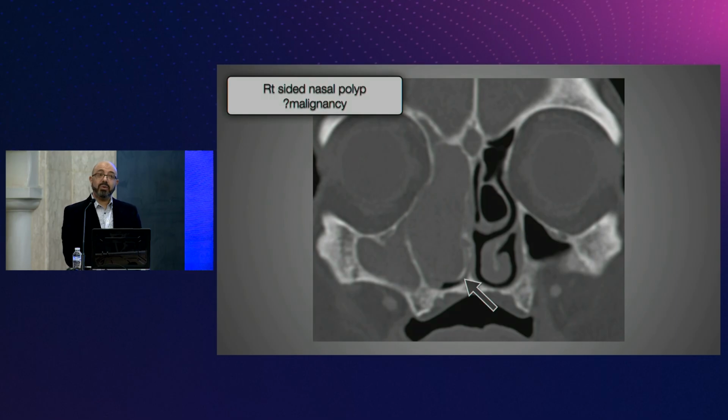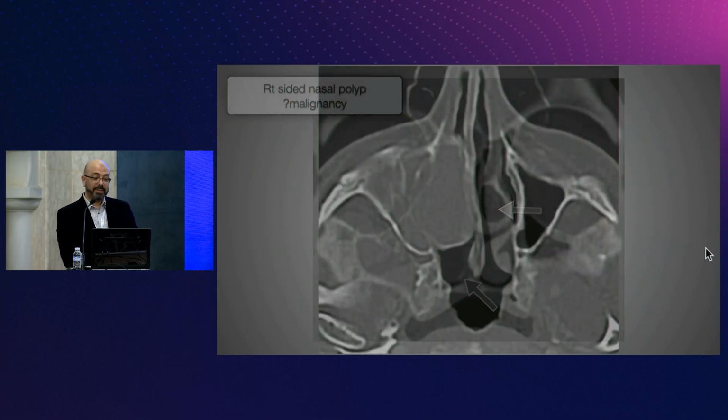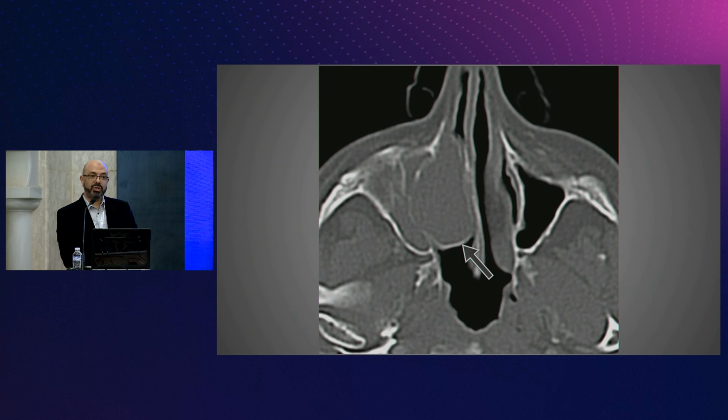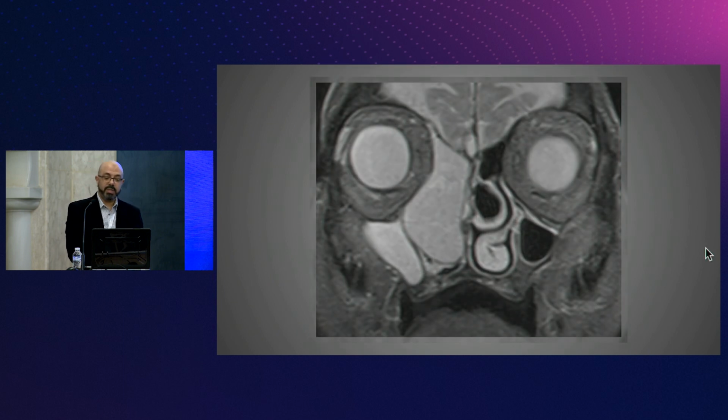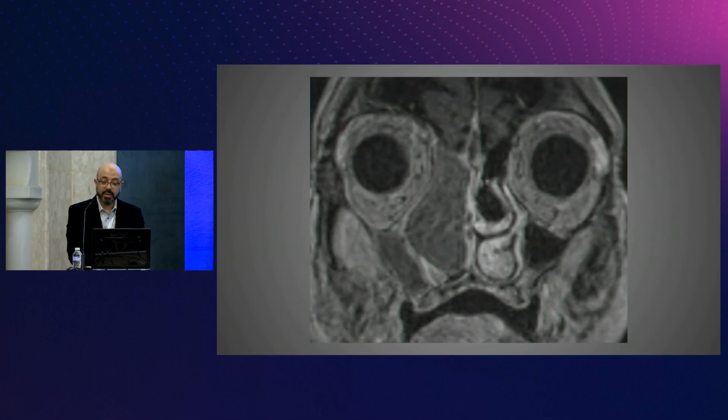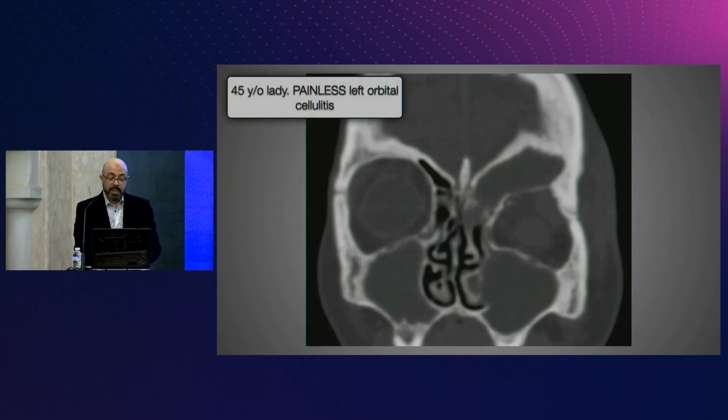And the clue was actually on the same scan, the same image. What's wrong here? We have a concha bullosa, right? So this was another concha bullosa, and you can see on the axial, you can see the expansion. On T2WI, very bright. On T1 with contrast, there's no enhancement there. So this was a simple mucocele of a concha bullosa. This is, I think, the last case.